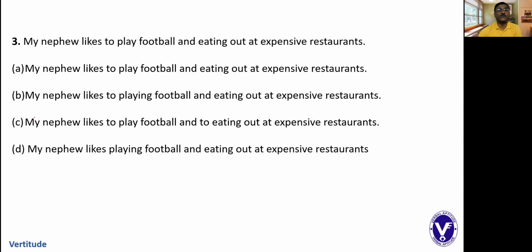Sure. My nephew likes to play football and eat out at expensive restaurants. Now look at this, what it says. It says, my nephew likes to play. Play is a verb, and we have used a to infinitive here. And here it says eating out, ing form, that is the continuous form. So my nephew likes to play football and to eat out at expensive restaurants. Right? To play football and to eat out at expensive restaurants. So now we'll see that.